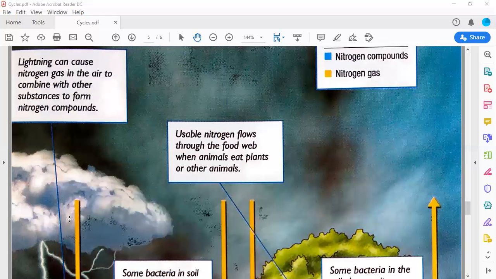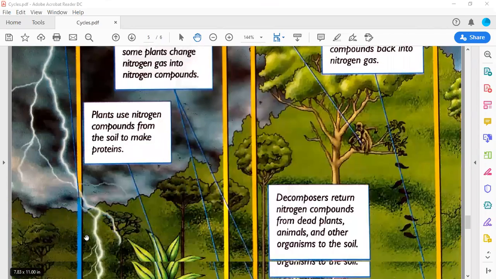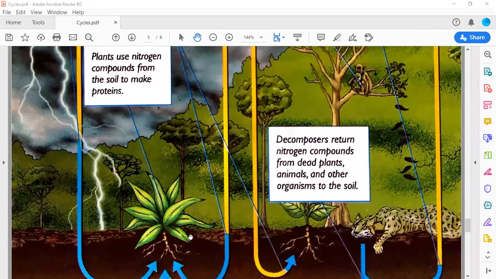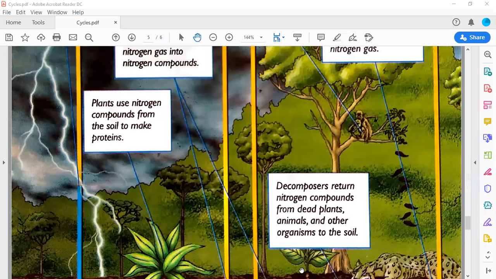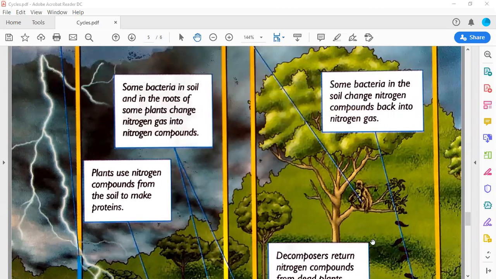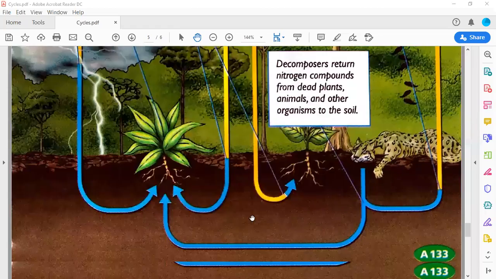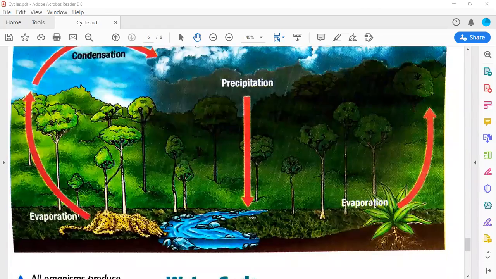From the gas that the lightning produces to the soil, then the bacteria change. Yes, Ashley? The bacteria change the gas into compounds, then the plants use these compounds, and then the animals eat the plants and use the compounds as well, and so on, right? So it's moving from one organism to the other one.